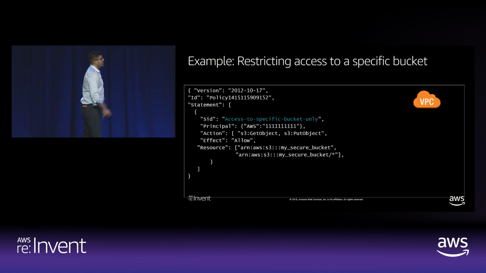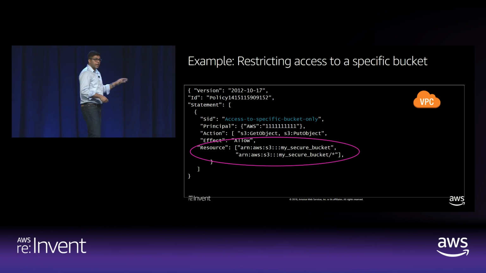So in the first example, I've created a VPC endpoint, and I want any traffic that's going through that VPC endpoint to only access my secure bucket. So in this policy, I have defined the resource and attached this policy to a VPC endpoint.